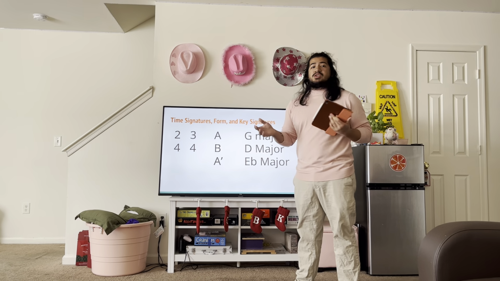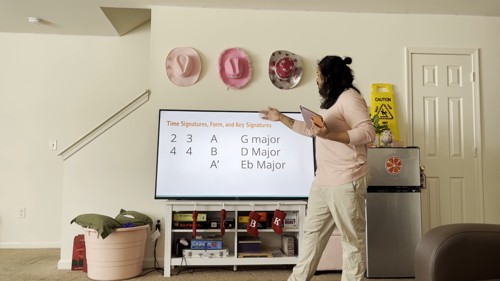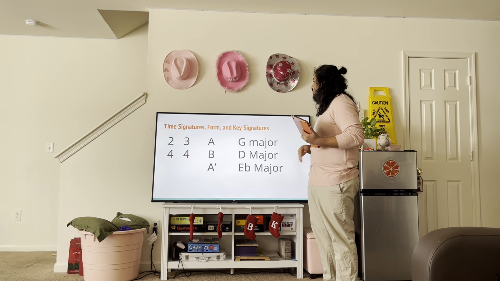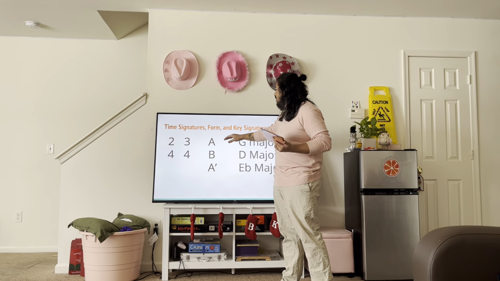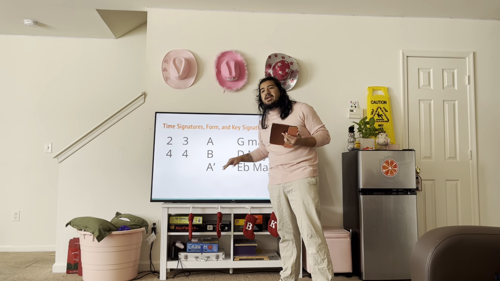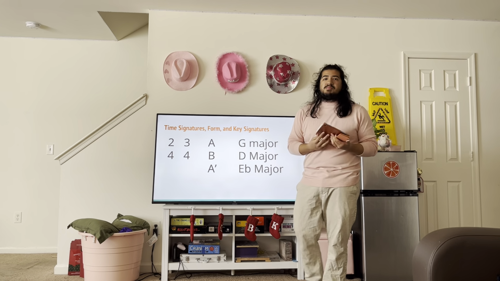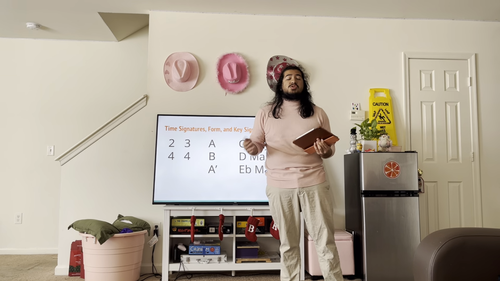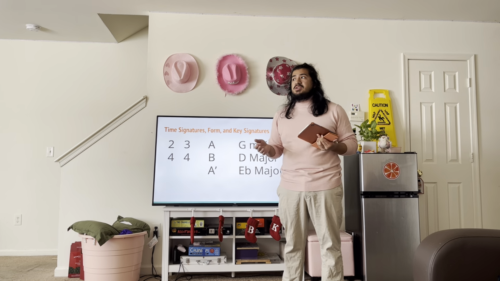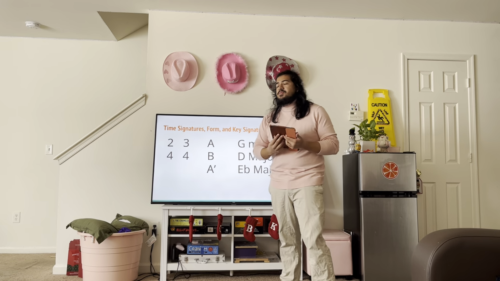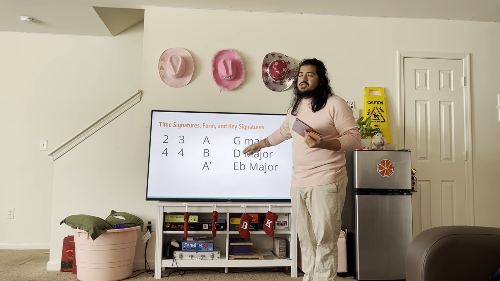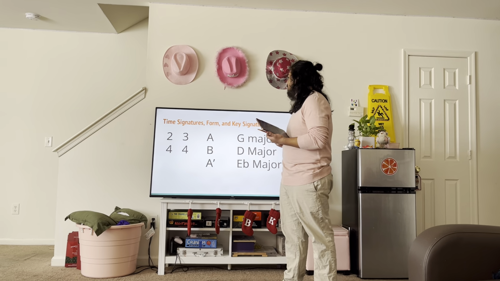This piece gets a little interesting because it has a couple different time signatures and a few different key signatures. As for the form, it's fairly simple. It goes A, B, with an A prime, because it's similar to the first part of the music, but it is in a different time signature.